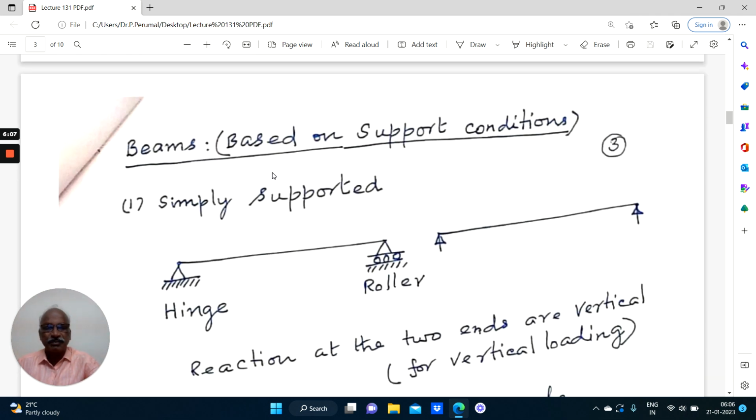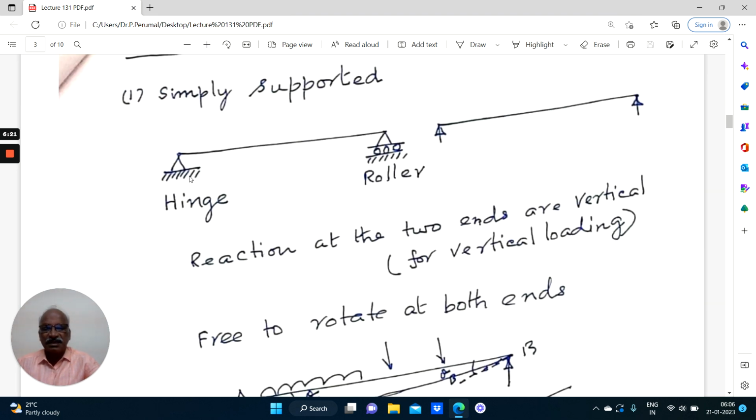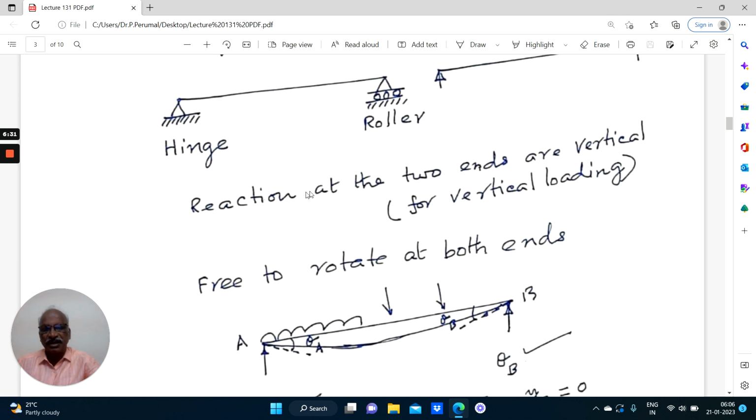So based on the support conditions, the beam can be a simply supported beam. I'm not going to discuss deeper into these things. We'll discuss only what is required. So this is a hinged support. This is a roller support. It will be marked like this. It will be drawn like this.